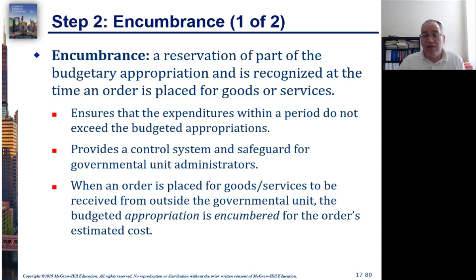It ensures that the government doesn't accidentally spend money that it meant to spend on this other item, so they don't forget about this big item. And it provides a control over administrators so that they don't accidentally expend too much money, because that would be a disaster. So when they make an order, if it's for a large item and there's a delay, then they're going to record something called an encumbrance.